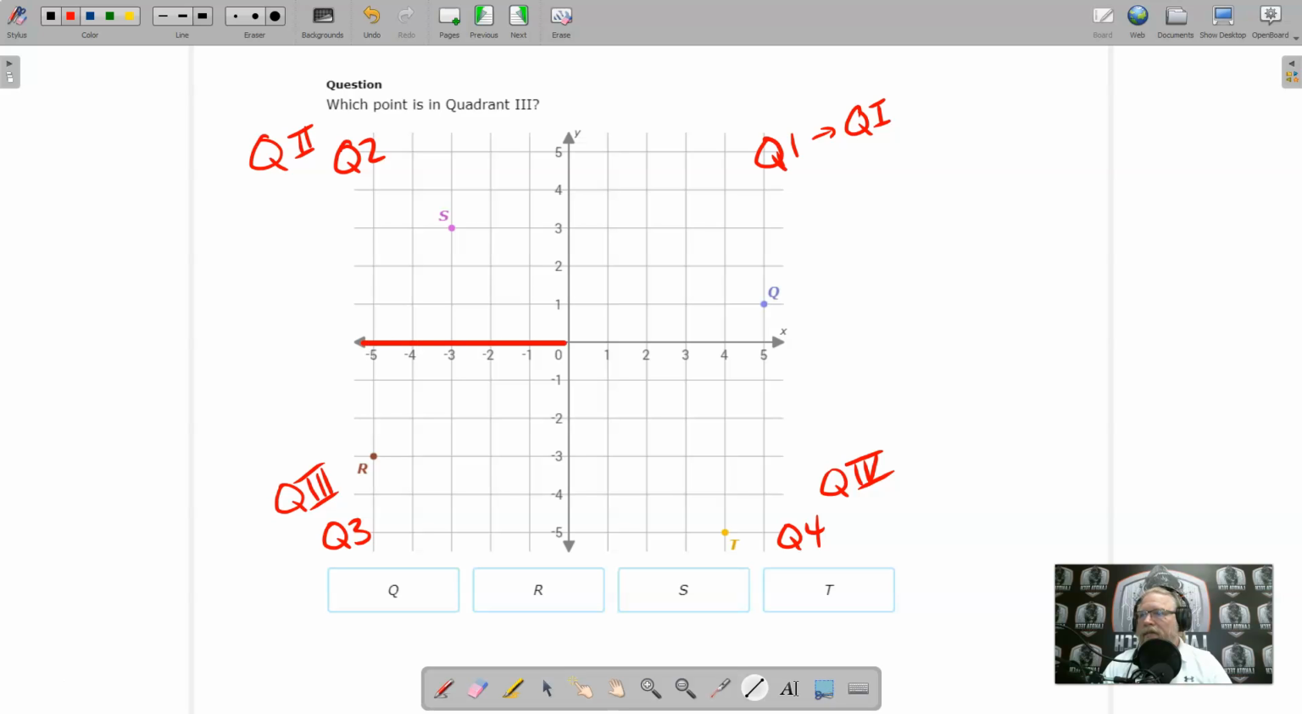So quadrant 3, let's go ahead and identify quadrant 3. That's going to be bound by this portion of the x-axis and this portion of the y-axis. So over here is quadrant 3. So we see that point R is in quadrant 3. So the answer is R.